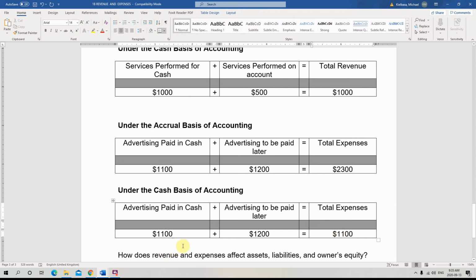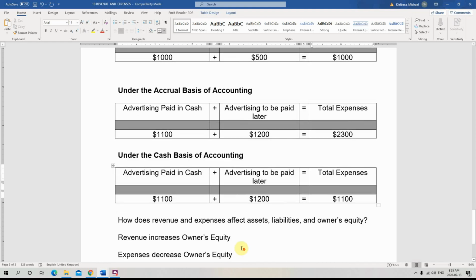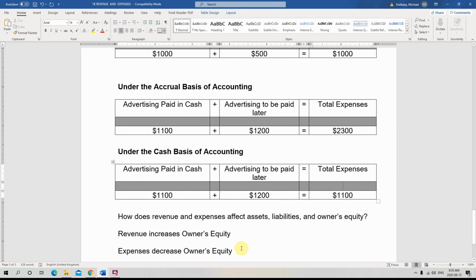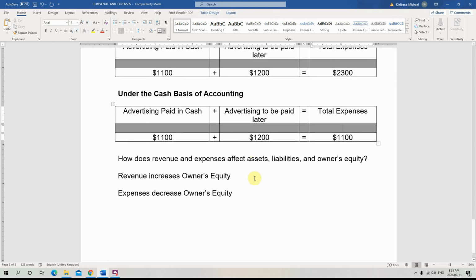Now, how do revenue and expenses affect assets, liabilities, and owner's equity? We're going to find out that revenue increases owner's equity and expenses decrease owner's equity. Okay. Now, we won't learn it in this video, but we'll see how it affects the balance sheet.